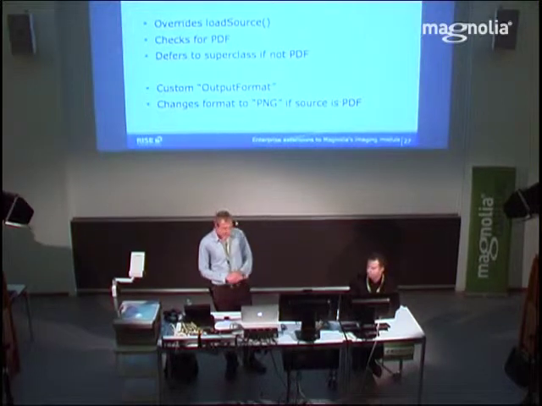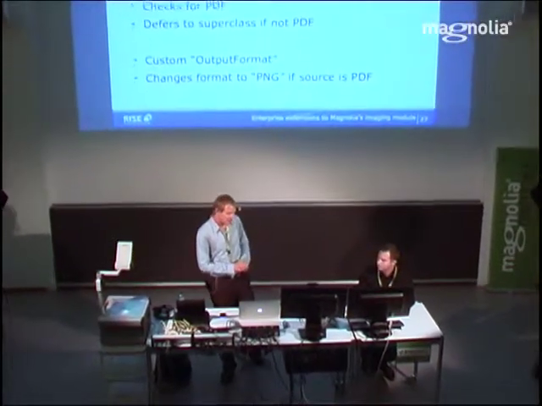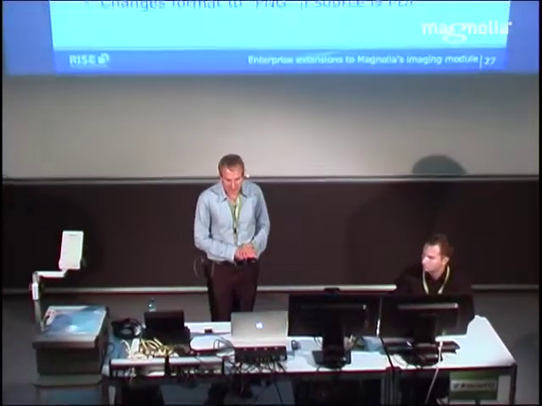We have another component that plays a role in this, and that's the so-called output format. That's another class involved in Magnolia's imaging module. Normally, the imaging module will maintain the same format for image variations it generates. So if your source is a PNG, then the output variation will be a PNG. But of course, for PDFs, that's no good. When PDF is the source, we want to have PNG as the resulting output image format. So that's what our output format does.